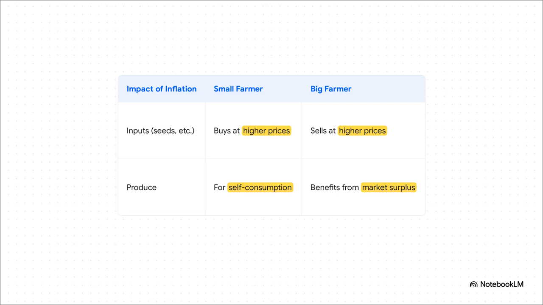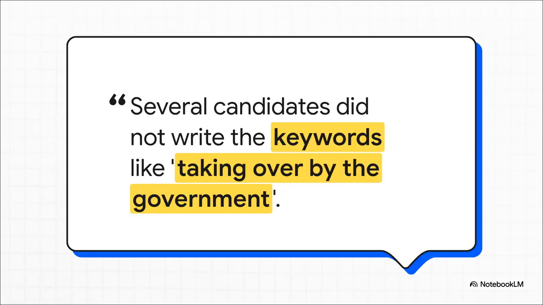And check this out. This is the exact level of detail the examiners are drooling over. A good answer doesn't just say, oh, inflation is bad for farmers. A great answer, the kind that gets you the top marks, explains the nuance. It shows how inflation hits a small farmer who keeps most of his crops way differently than a big farmer who sells everything at the market. That's the difference maker.